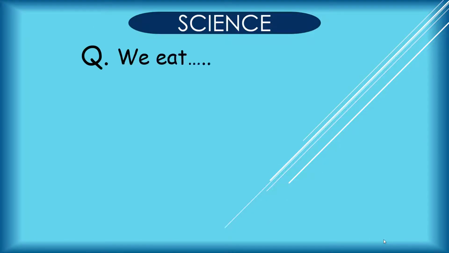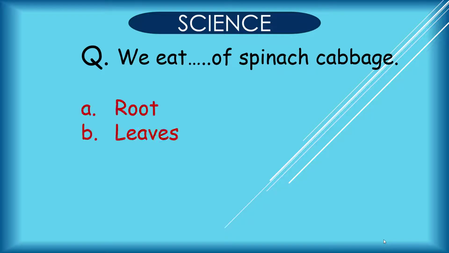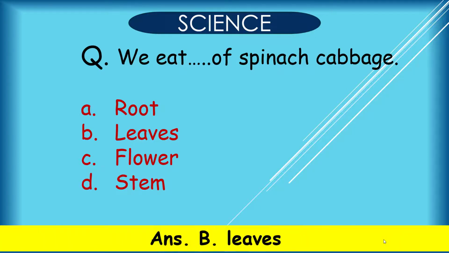Question: we eat a dash of spinach, cabbage. A root, B leaves, C flower and D stem. Correct answer is B leaves.